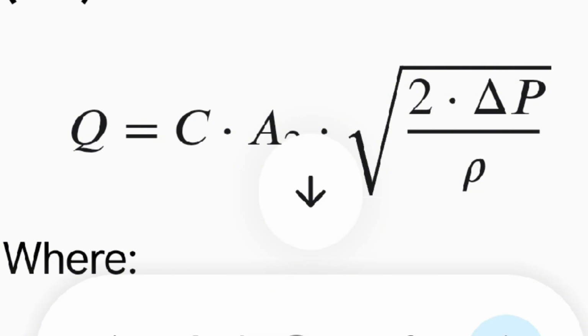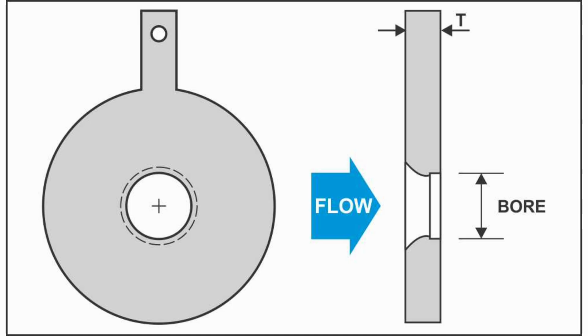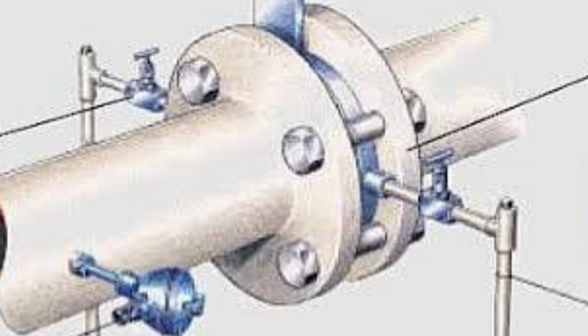Because Q ∝ sqrt(ΔP), doubling the flow rate increases the differential pressure by a factor of 4. A DP transmitter or control system (PLC, DCS) must apply a square root extraction to convert the nonlinear ΔP signal into a linear 4 to 20 mA flow signal.